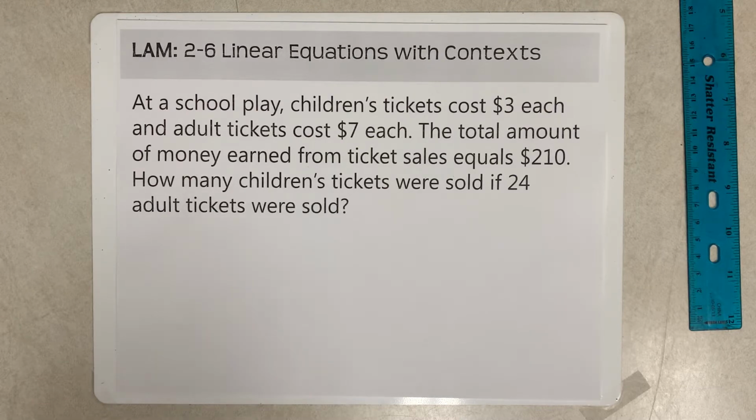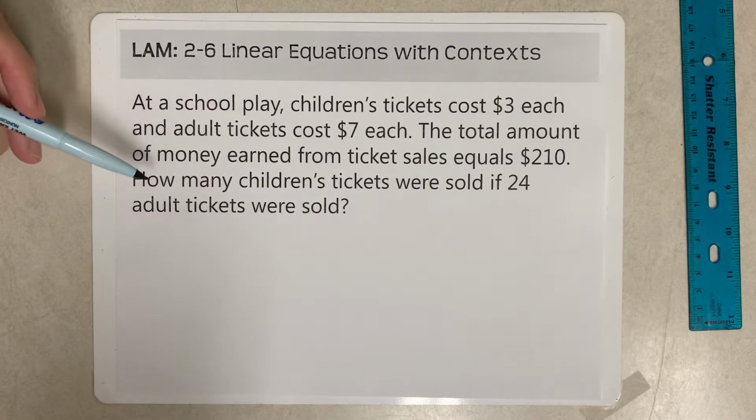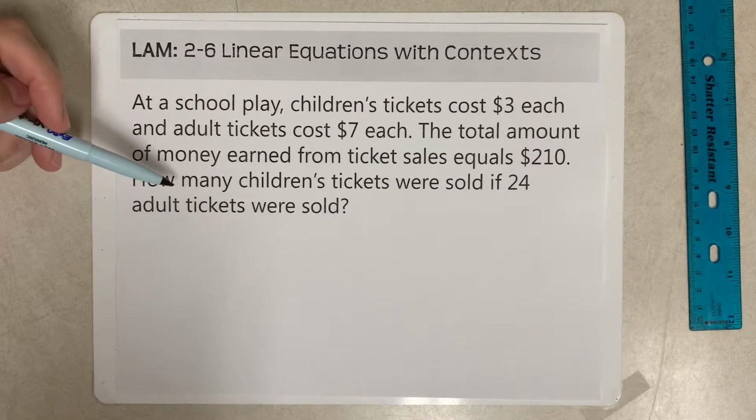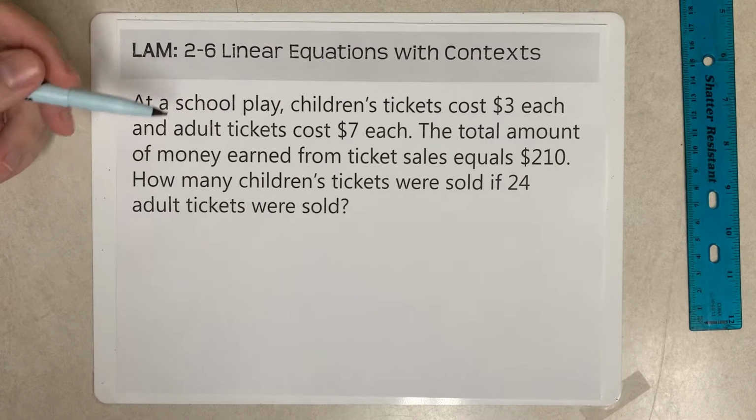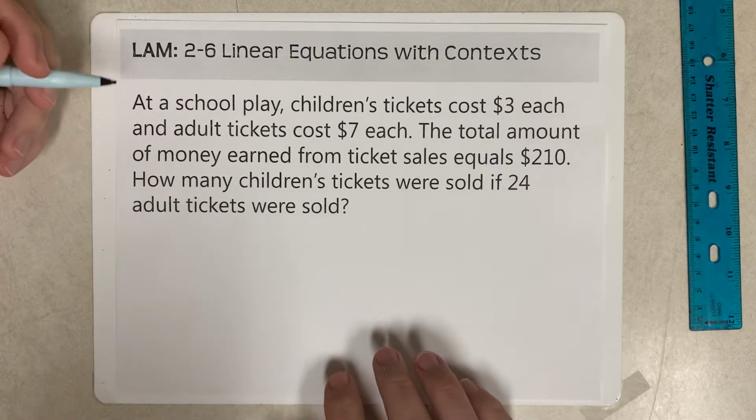And so the first one says, at a school play, children's tickets cost $3 each and adult tickets cost $7 each. The total amount of money earned from ticket sales equals $210. How many children's tickets were sold if 24 adult tickets were sold? So we can do it like this.